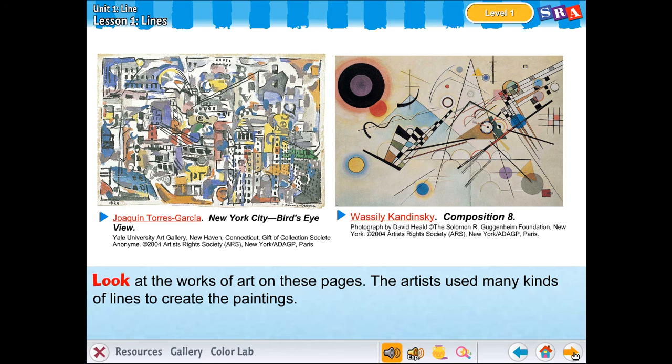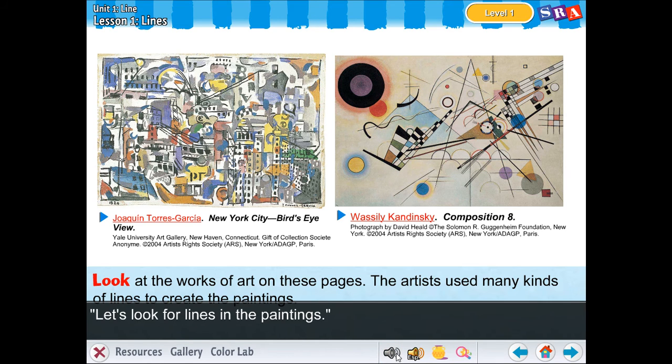So let's look at the works of art on these pages. The artist uses a lot of different kinds of lines to create these paintings. Let's look for lines in the paintings.